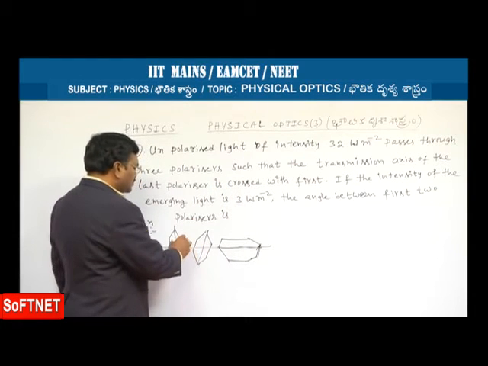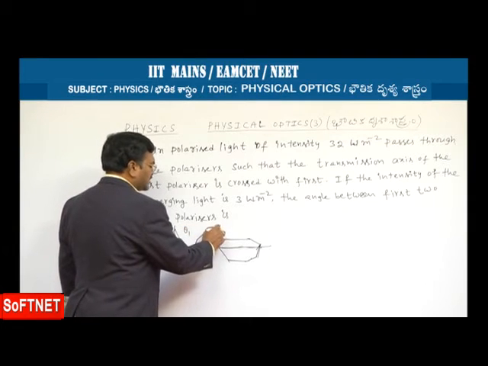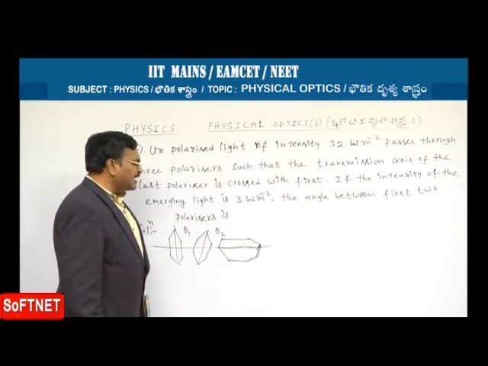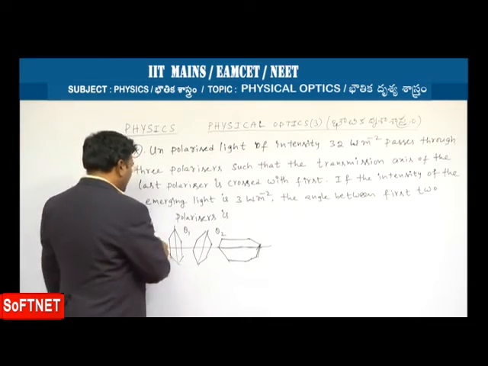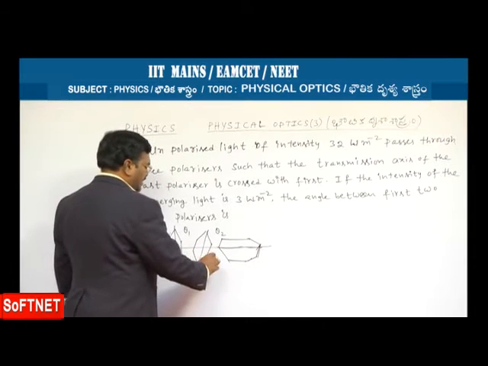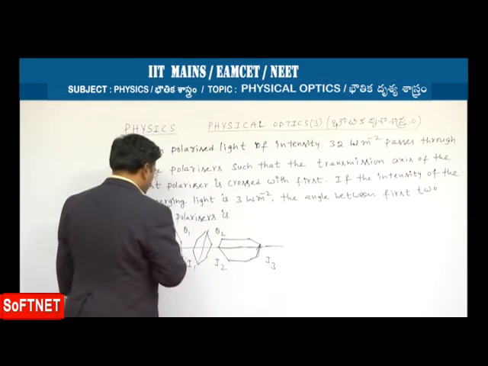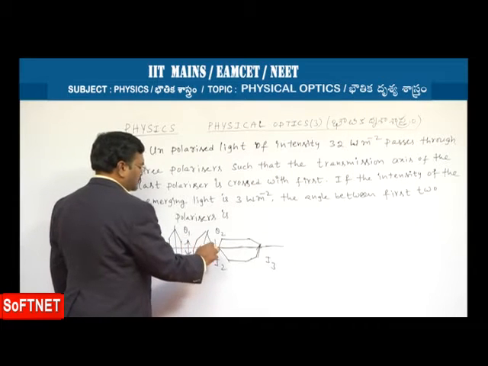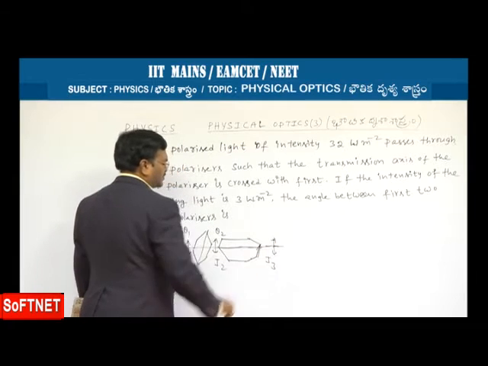Which means, suppose the angle between the first two polarizers is theta 1 and for the second polarizer it is theta 2. So anyhow, theta 1 plus theta 2 is 90 degrees. Here take intensity I naught, then I1, I2, and this is I3. We take unpolarized light, then here polarized light, polarized light, polarized light.